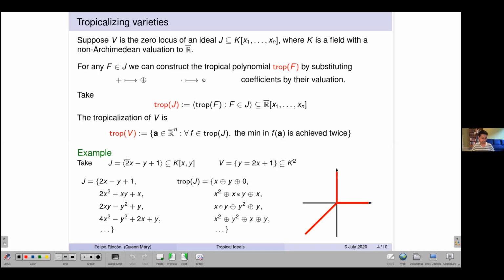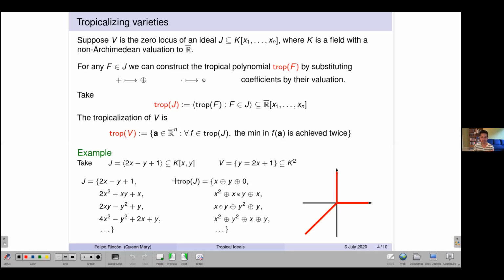The variety that this describes, the zero locus of J, is where all these polynomials vanish. And because it's principal, generated by just this polynomial, that's just saying the zero locus is the place where y is equal to 2x plus 1, just a line in two-dimensional space.